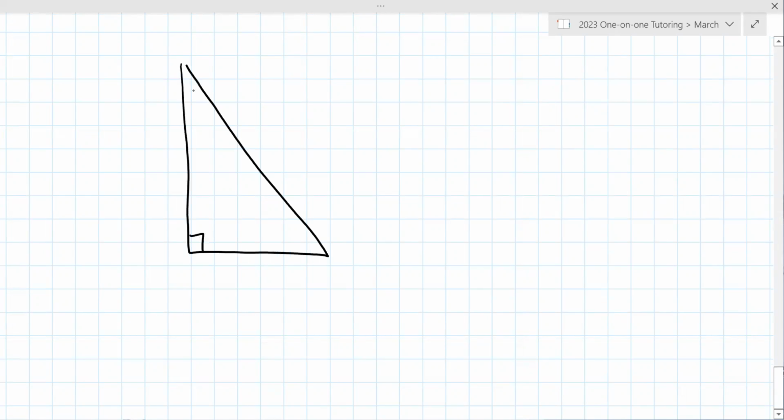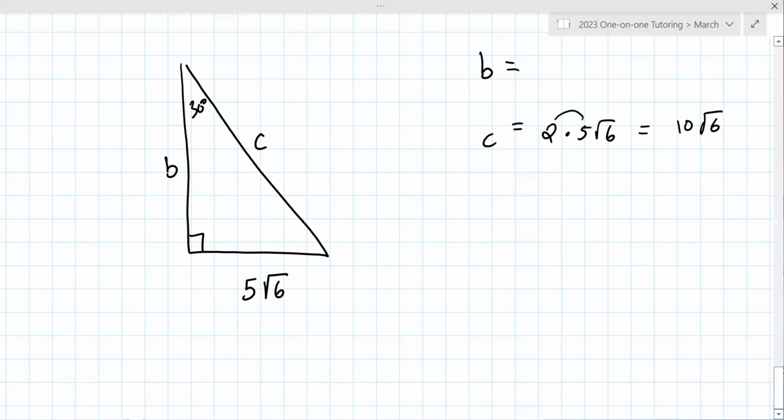Okay, now the only way I can make this problem more difficult is to introduce some roots. So let's say that again, I tell you that the short leg is 5 square root 6. What's B and what's C? Would C be 10 square root 12? You can only double. Your C is 2 times 5 square root 6, and you don't multiply them both. You just multiply the number outside. Right, 10 square root 6.